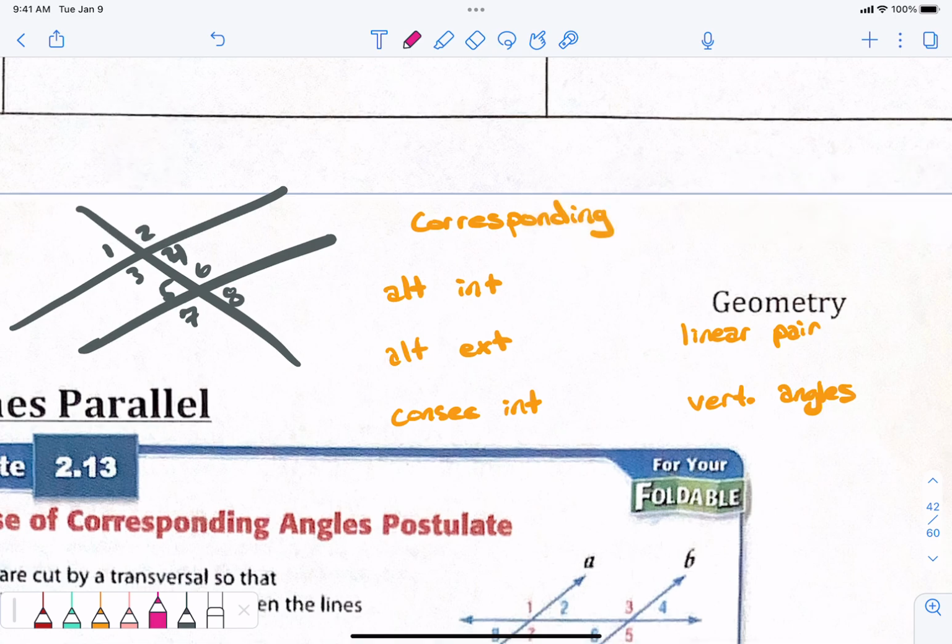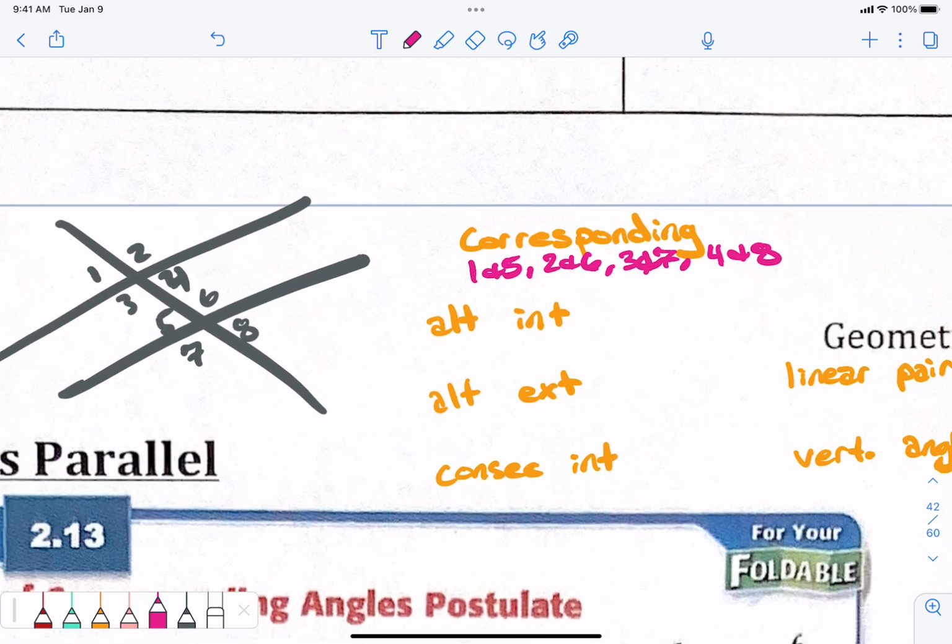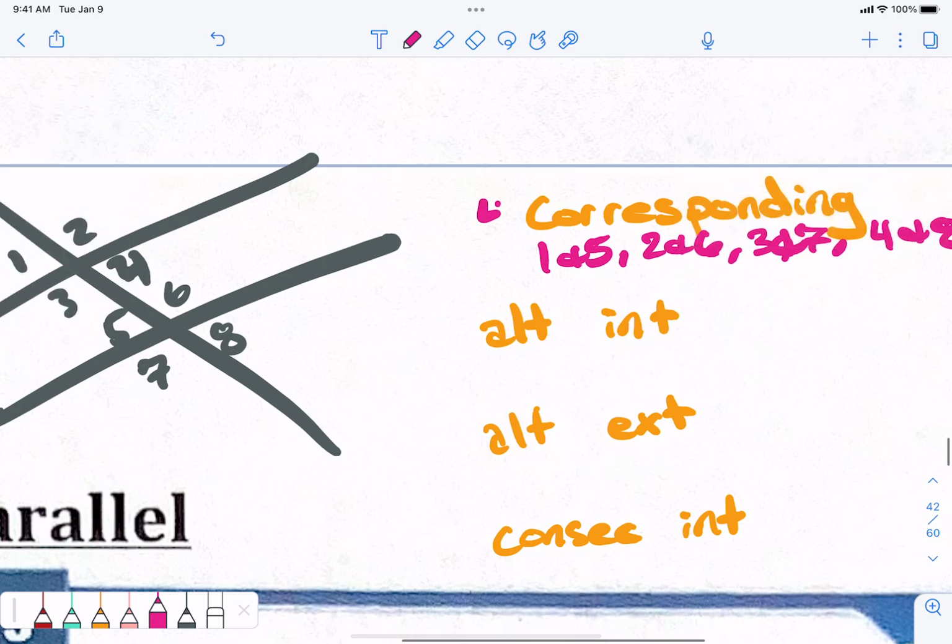Okay, some of them. Corresponding means they're in the same corner, right? So give me one set of corresponding angles. 1 and 5, right? 1 and 5 work. They're in the same corner, right there and right there. Okay, what else? 2 and 6. What else? 3 and 7. 4 and 8. Yep. Okay, those are my pairs. There are how many sets of corresponding? 4 sets.